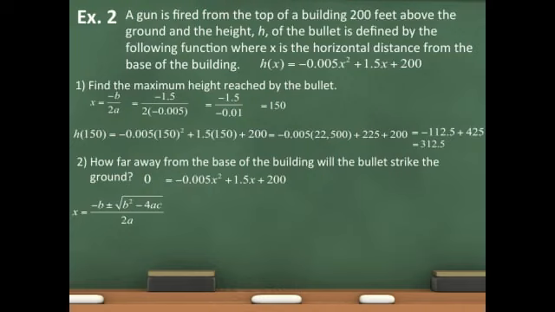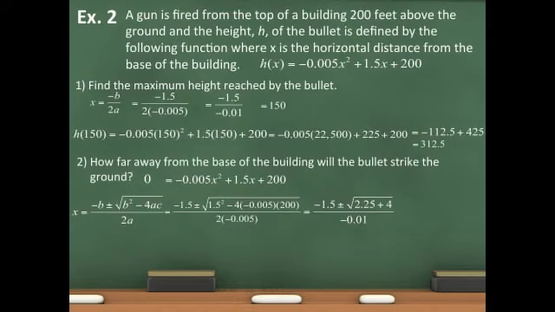x equals the opposite of b plus or minus the square root of b squared minus 4ac, all divided by 2a. If we substitute negative 0.005 for a, 1.5 for b, and 200 for c, we'll get negative 1.5 plus or minus the square root of 1.5 squared minus 4 times negative 0.005 times 200, all divided by 2 times negative 0.005.